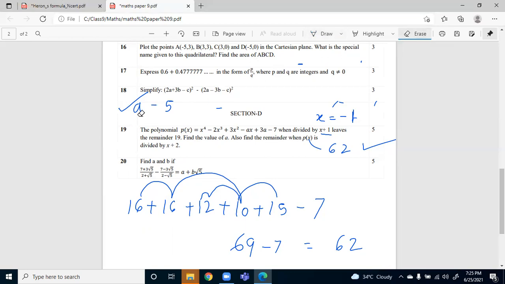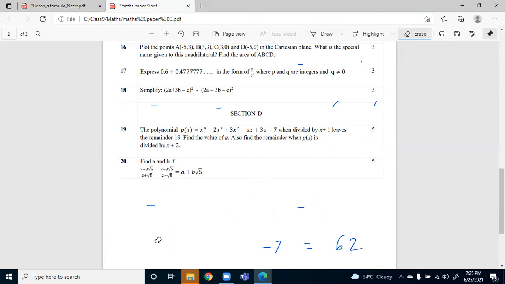Question number 20 we have also done, if you remember, in your holiday homework. Is it, Leona? Ma'am, I don't remember. Okay, no problem, ma'am. Yeah, I remember, it was there.